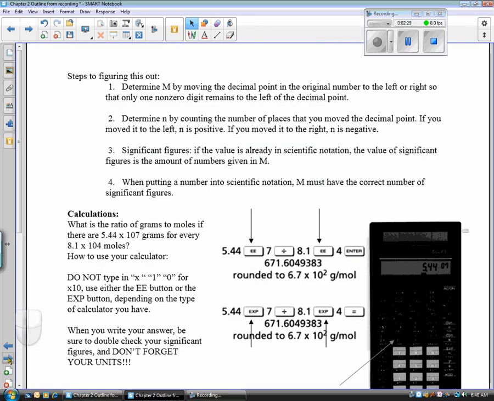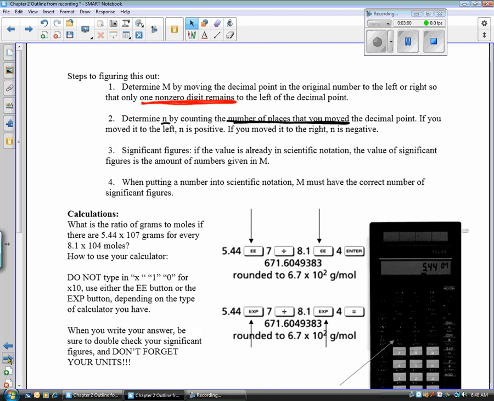Here are steps to help you figure this out. A lot of people like to do step-by-step stuff. Basically, you're going to determine your big number, your m, by moving the decimal point of the original number to the right or left, so that only one non-zero digit remains. Only one. You can't have something like 10.5 times 10 to the 5th. It's got to be 1.05 times 10 to the 6th. Determine n by counting the number of places you have moved. So n here is the number of places you have moved.